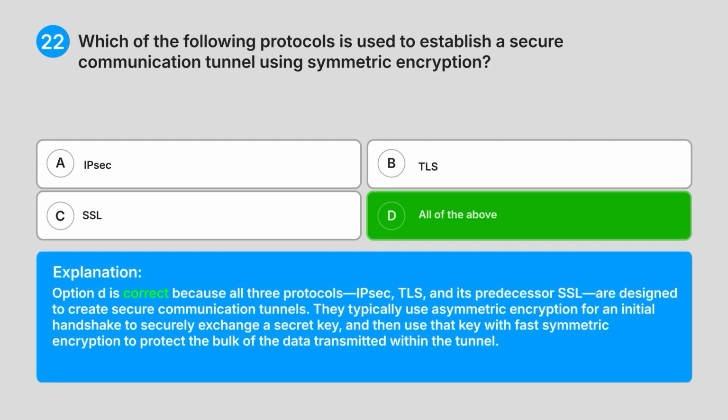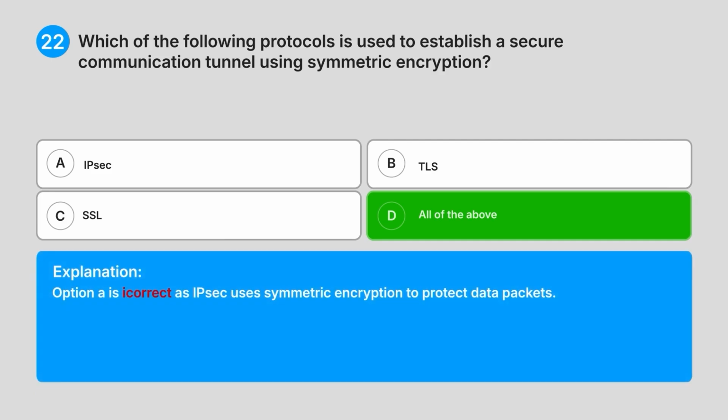Explanation: Option D is correct because all three protocols, IPsec, TLS, and its predecessor SSL, are designed to create secure communication tunnels. They typically use asymmetric encryption for an initial handshake to securely exchange a secret key, and then use that key with fast symmetric encryption to protect the bulk of the data transmitted within the tunnel.